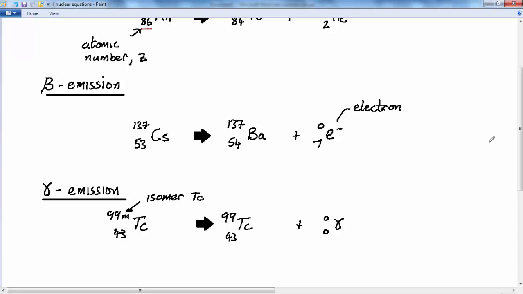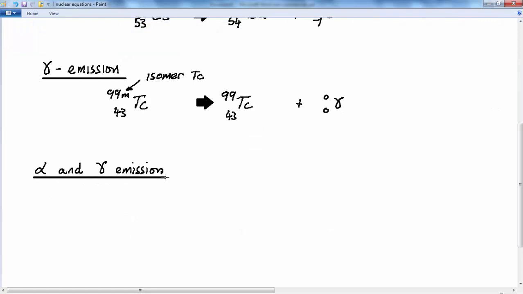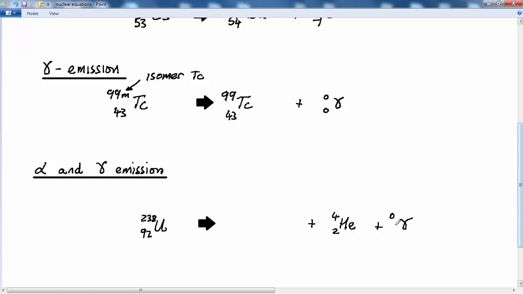Okay, now then, the final type of nuclear equation that we might come across is one where there's both gamma and alpha emissions. For example, uranium-238. I'm talking about in your GCSE courses. Okay, there are other types of emissions, but these are beyond this course. Okay, so let's take uranium-238. That has an atomic number of 92. Okay, and so we're going to get an alpha emission, which is again the helium nucleus 4, 2, plus a gamma emission, which is 0, 0.